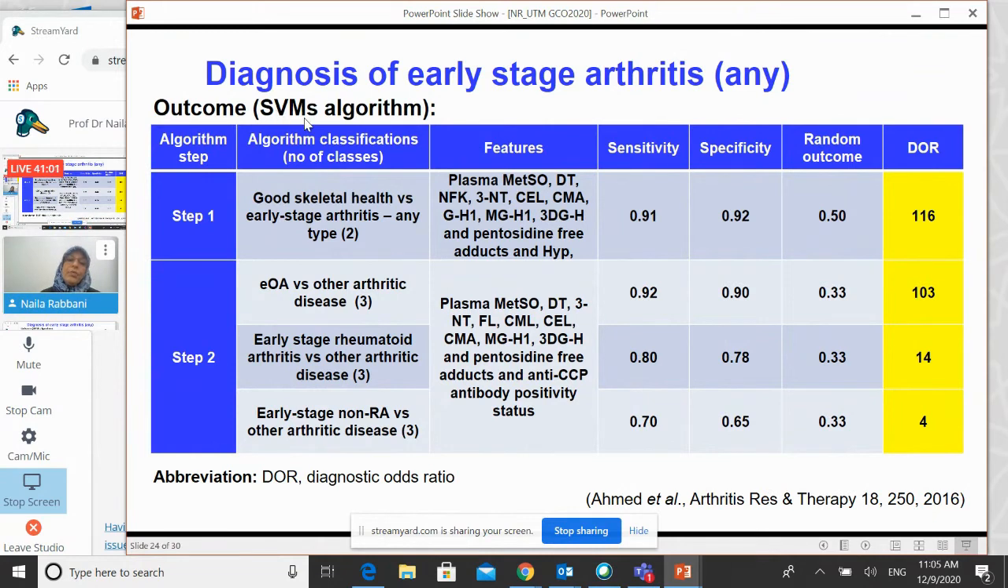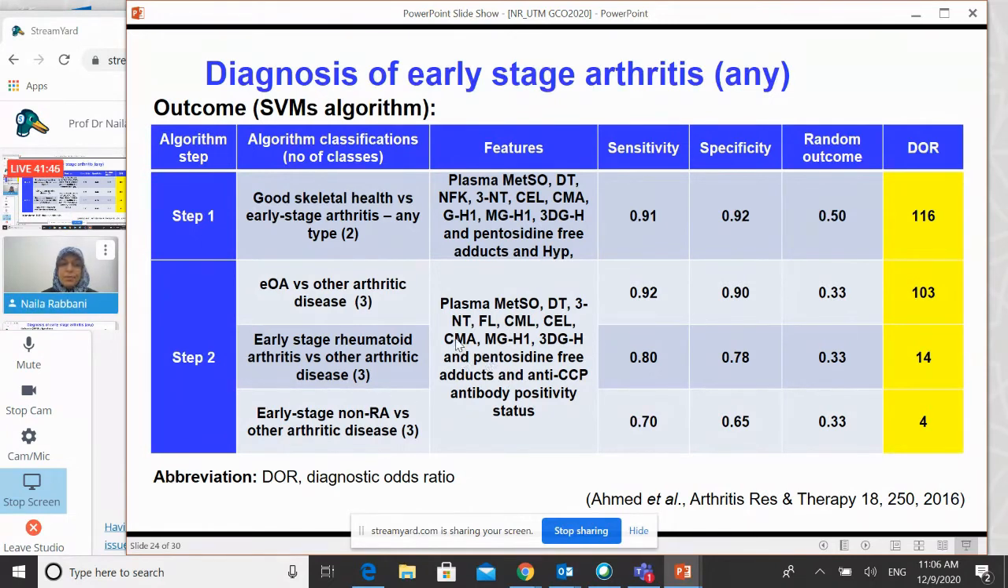Using this outcome, again, we found that the SVM1 algorithm was the best algorithm and gave us the best diagnostic odds ratio. So for step one, we got 91% sensitivity, 92% specificity, and DOR was 116. The features used here were the free adducts, plasma methionine sulfoxide, dityrosine, NFK and formylkynurenine, 3-nitrotyrosine, CEL, CMA, hydroimidazolone, and pentosidine, and also hydroxyproline.